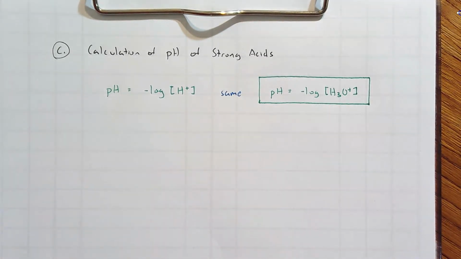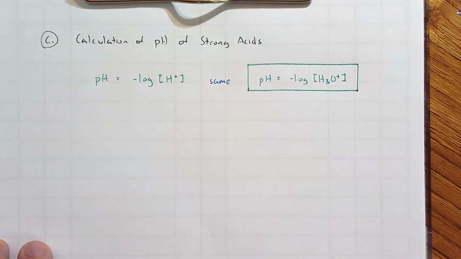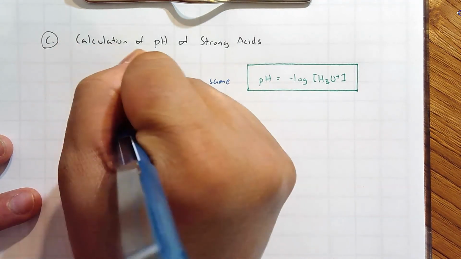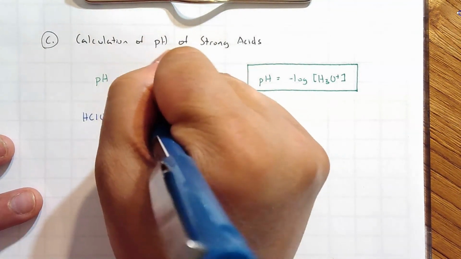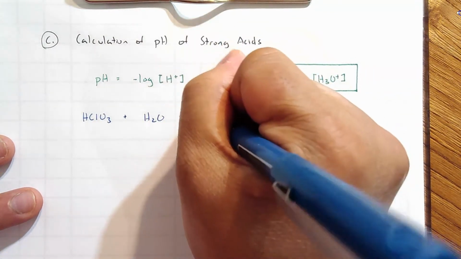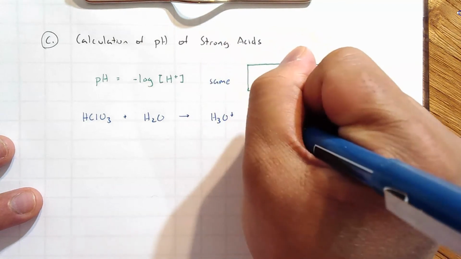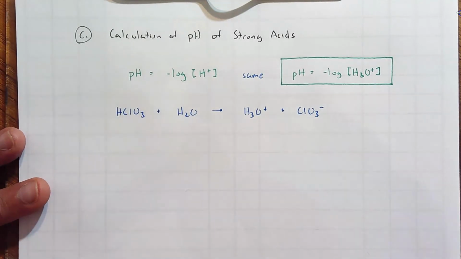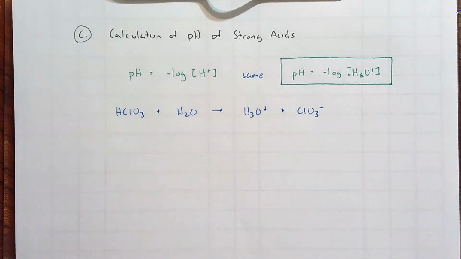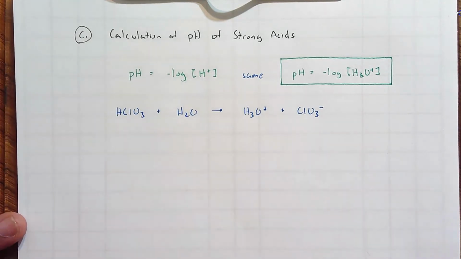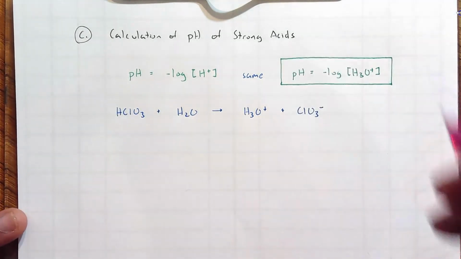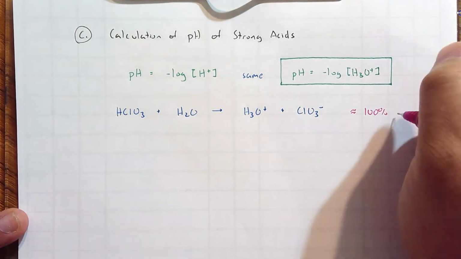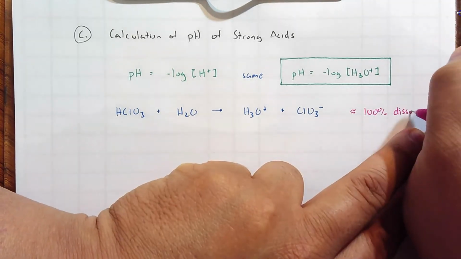Let us take an example of a strong acid. Let's do HClO3 plus water goes to H3O+ plus ClO3 minus. You should be able to identify the acid, the base, the conjugate acid, and the conjugate base, but I won't do that here. You know how to do that. Now, again, I'm going to emphasize we get around 100% dissociation. Very, very close.